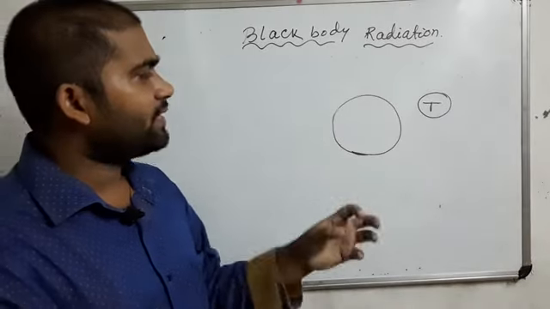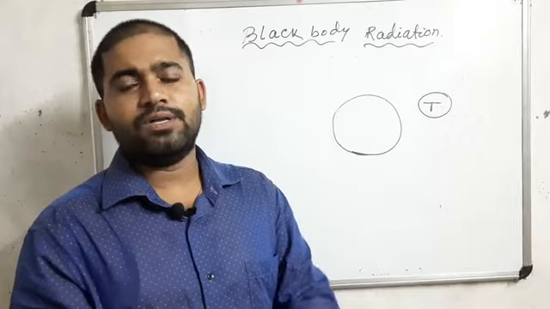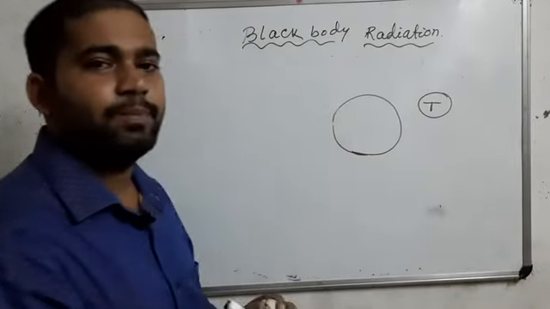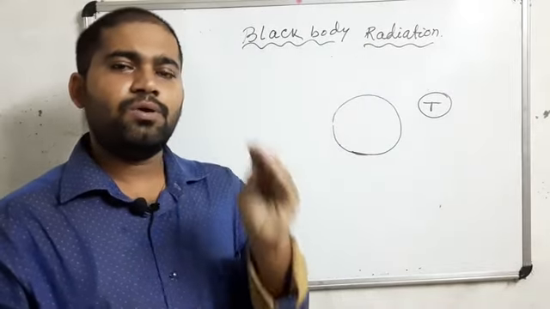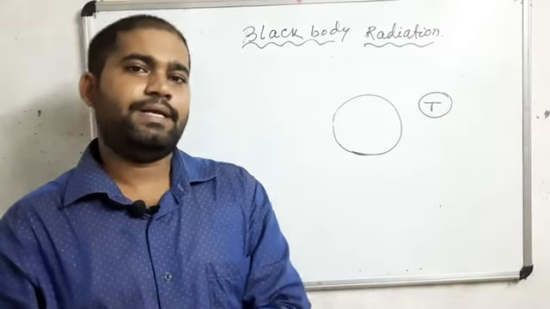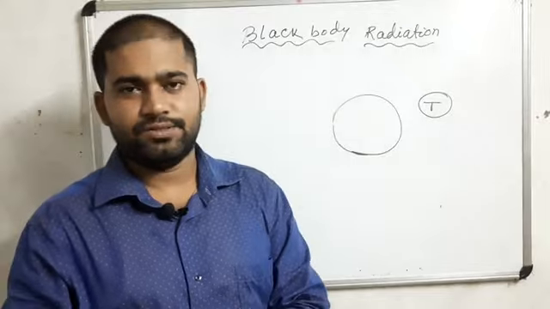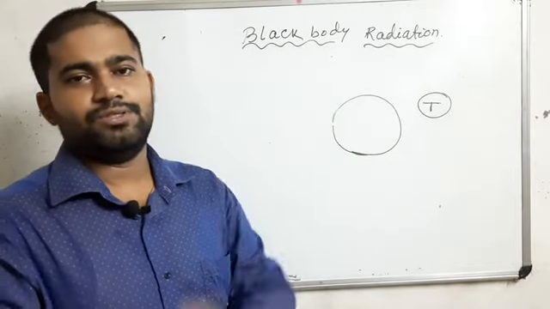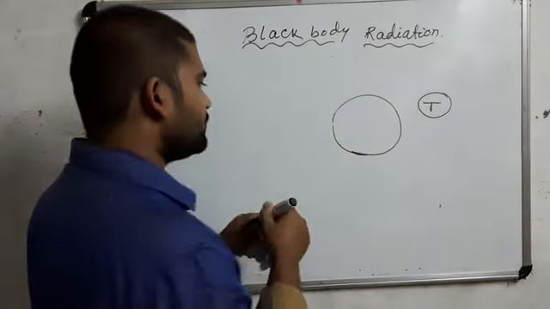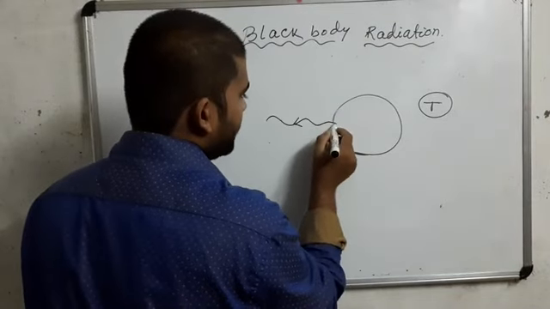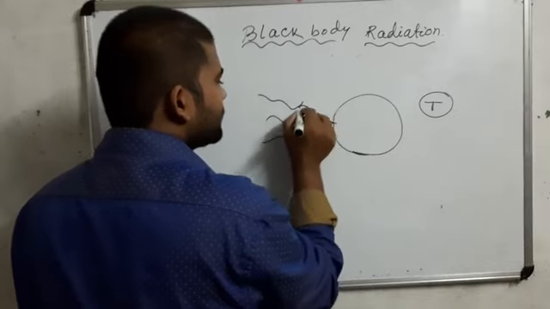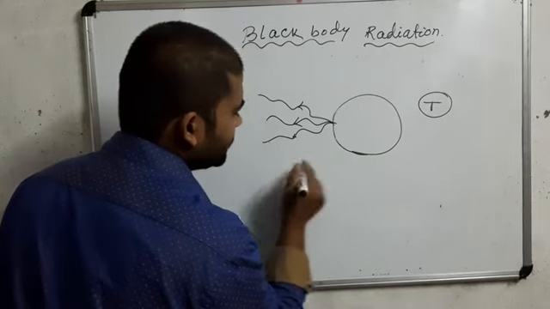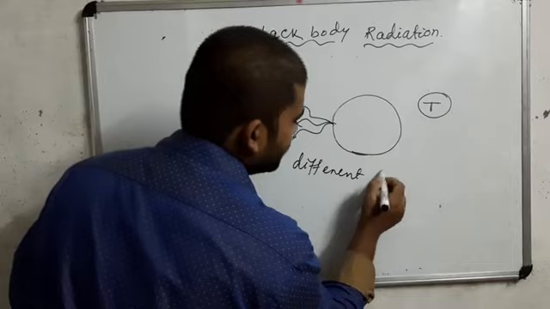In order to make the radiation come out, we have to make a small hole on the surface of a black body. When we make a small hole on the surface of the black body, there will be continuous emission of radiations from that black body with the different temperature range. And this continuous emission of radiations contains different colors.